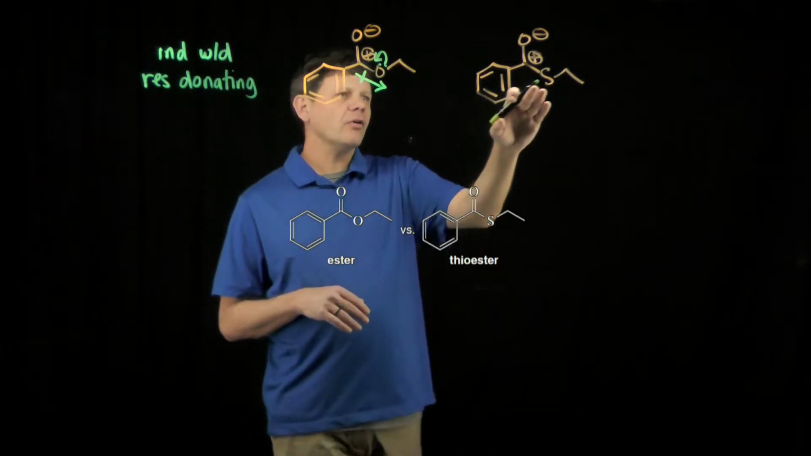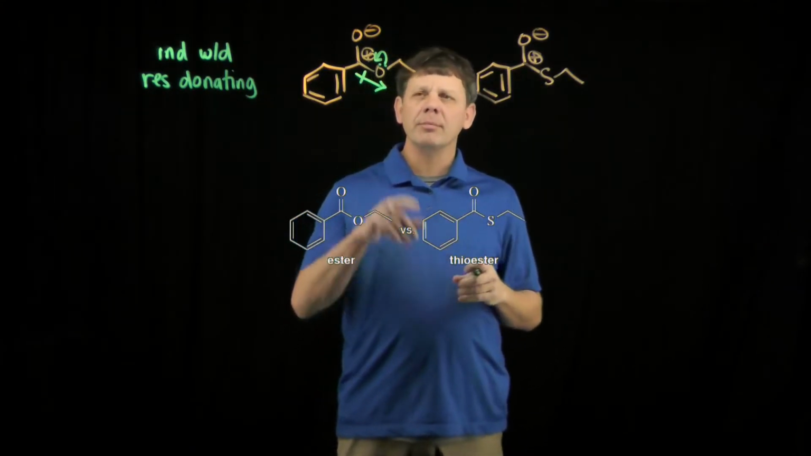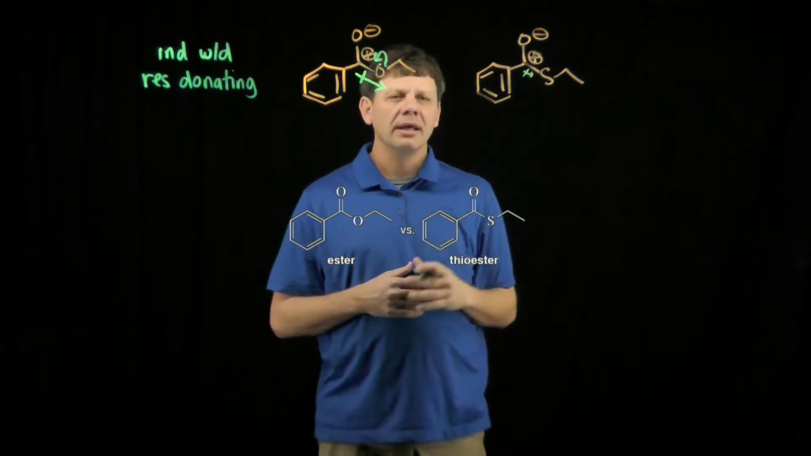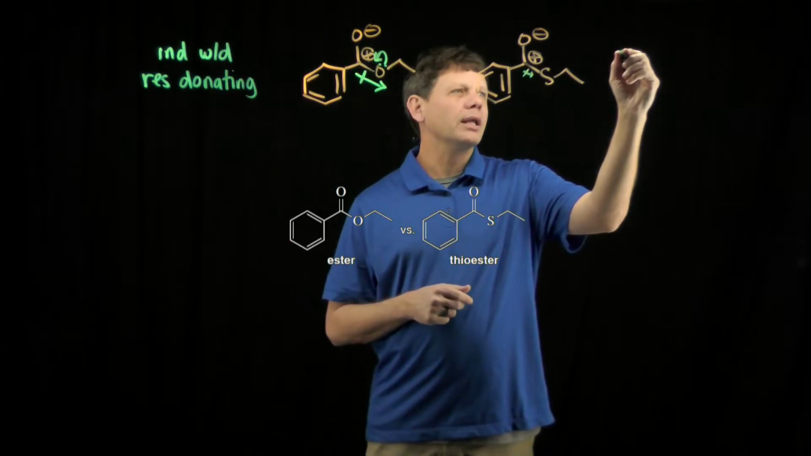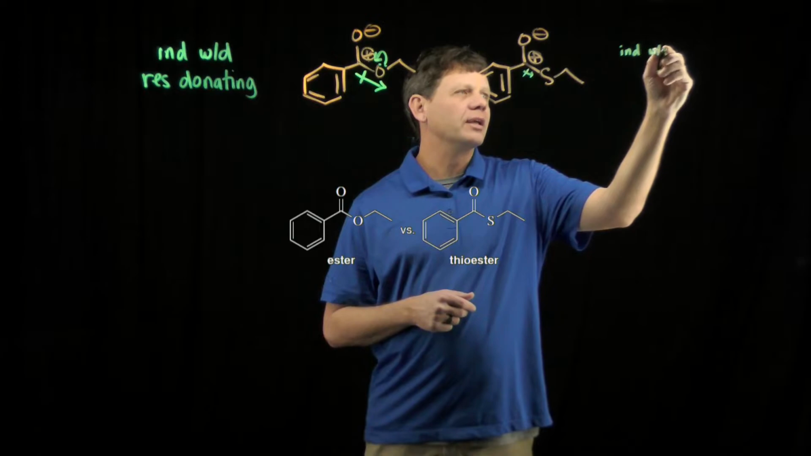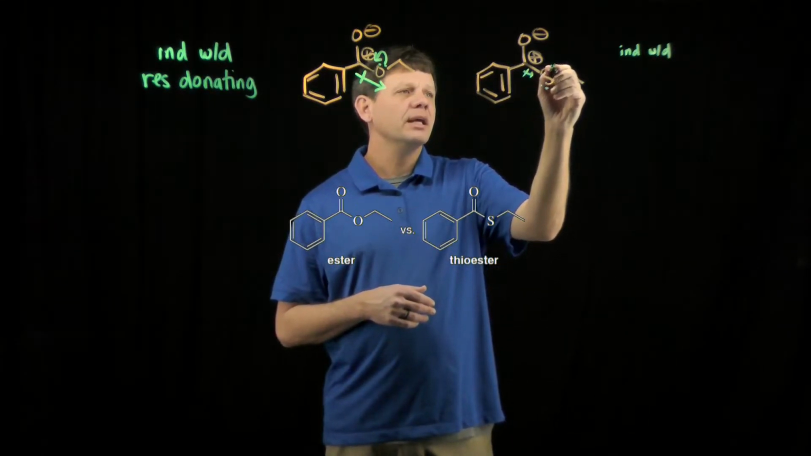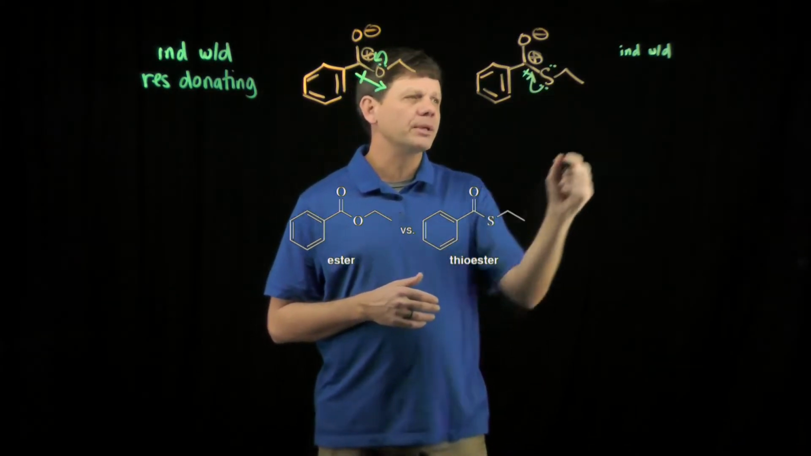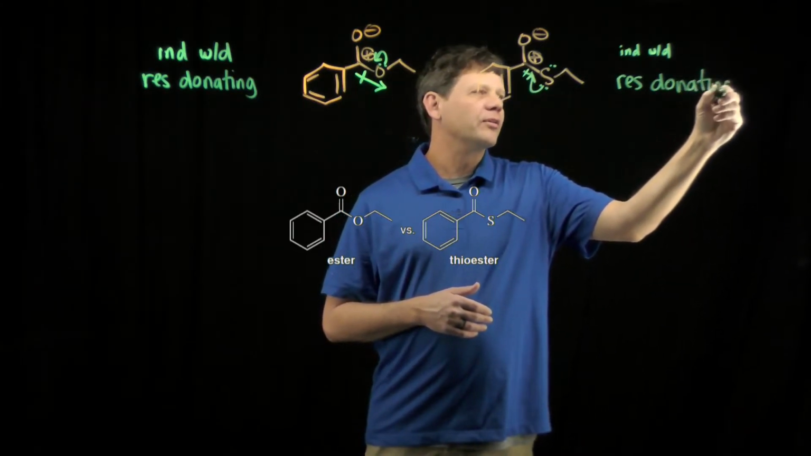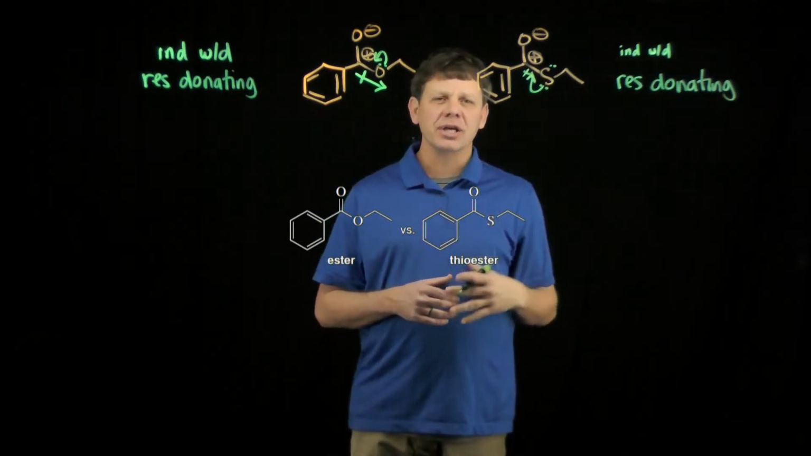If we come over here to the sulfur, we know that sulfur is slightly more electronegative than carbon, but not to the same degree that oxygen is. So we might draw a slightly smaller inductive arrow, or maybe we'll write in smaller letters, that the sulfur is inductively withdrawing. Being less electronegative, it makes sense then that sulfur is also going to be a little bit better at resonance donating.